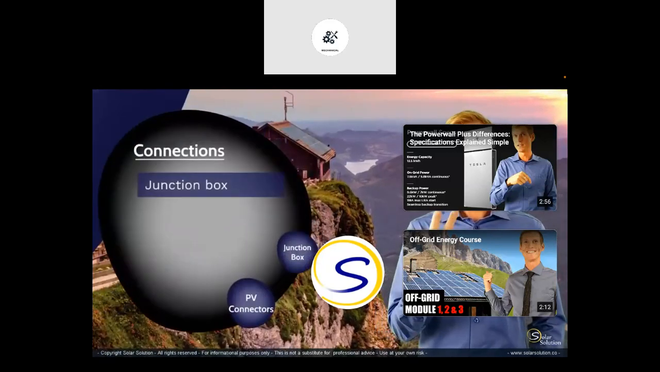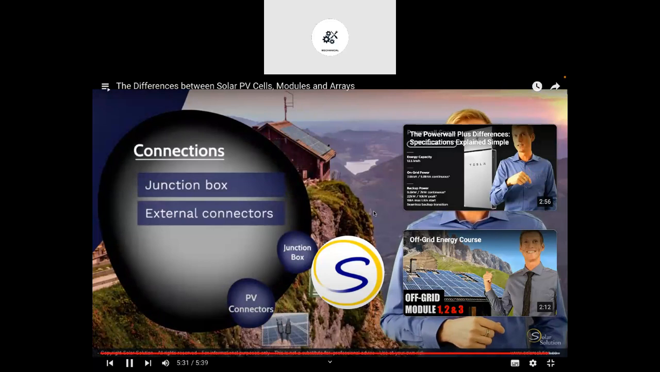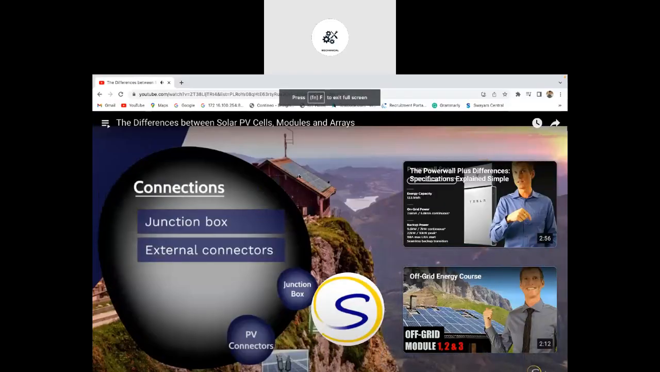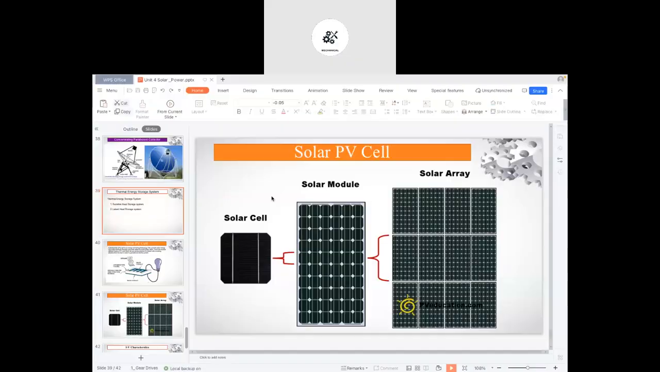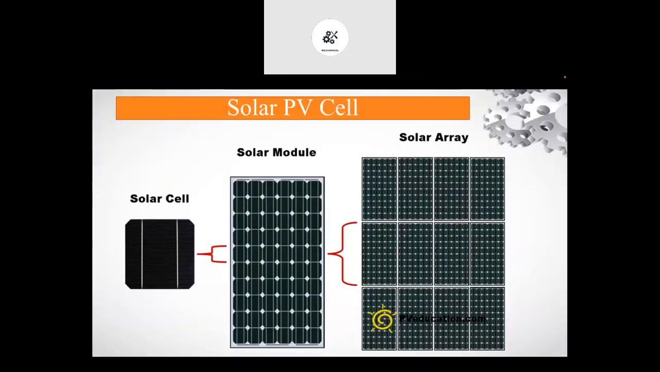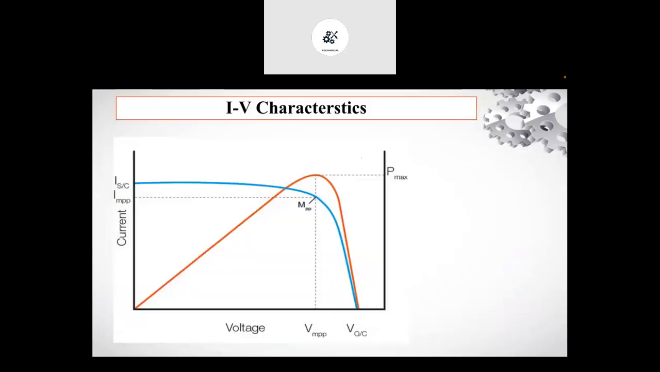Alright, so now that you understand all of this, let's look at the last section on connections, and I want to look specifically at junction boxes and the external connectors, so the wires that come out of solar panels. Okay, so that is the difference between the solar cell, solar PV cells, solar module, and solar array.